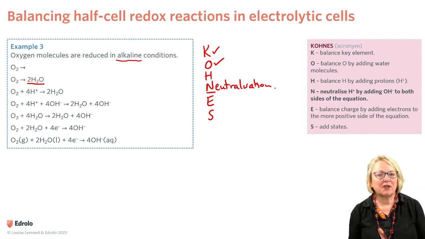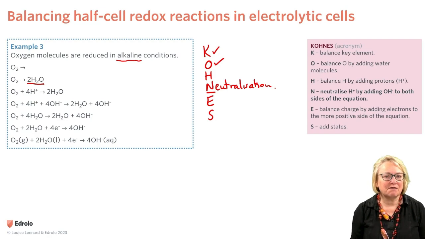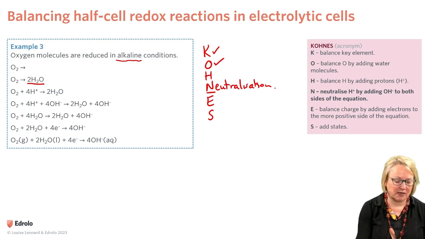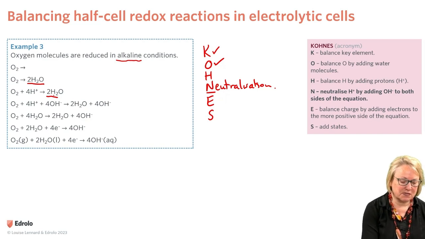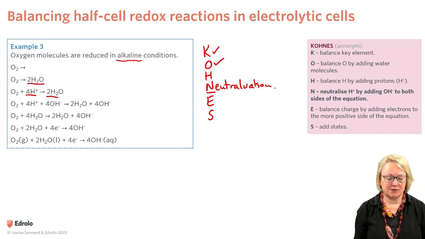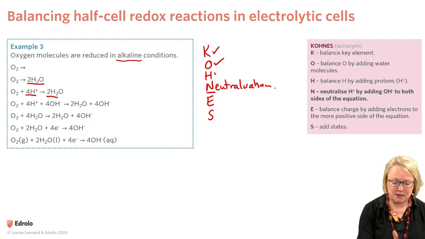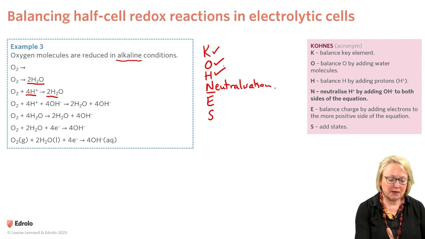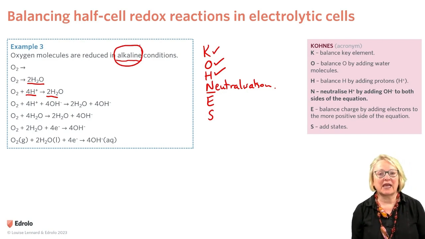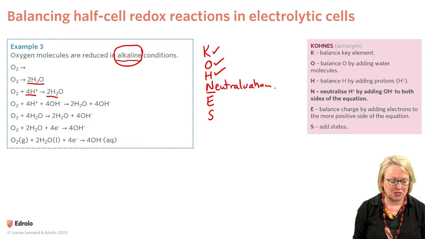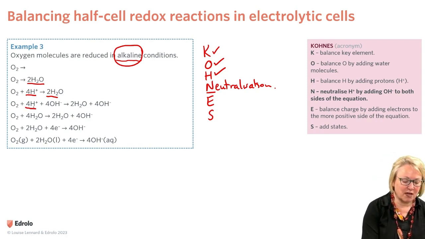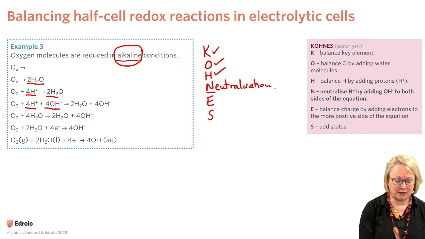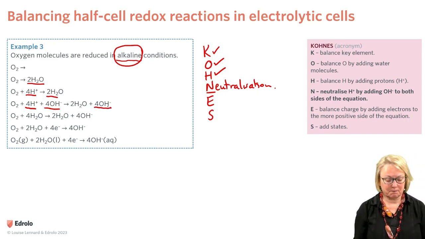Now we know that for every hydrogen atom we have, we add a proton to the opposite side. So we've got 4 hydrogen atoms, which means we've got 4 protons that we add to the left side. So now we're balanced for hydrogen. But we need to take account of the alkaline conditions. So for every hydrogen ion we have, we add the same number of hydroxide ions to both sides of the equation. So we start off with 4 hydrogen ions. We need 4 hydroxide ions, but we do the same to both sides.